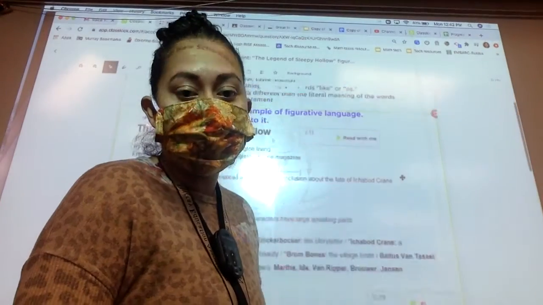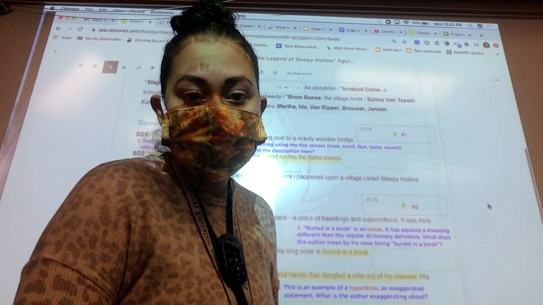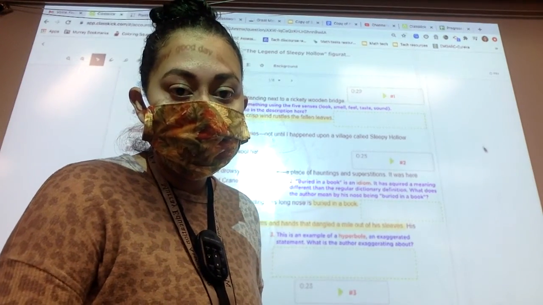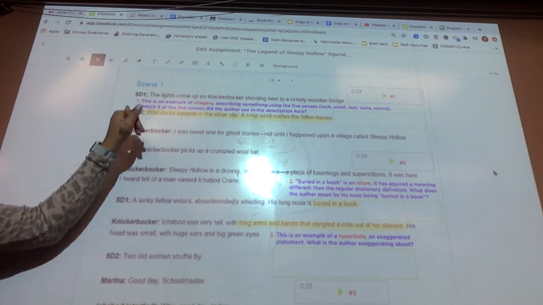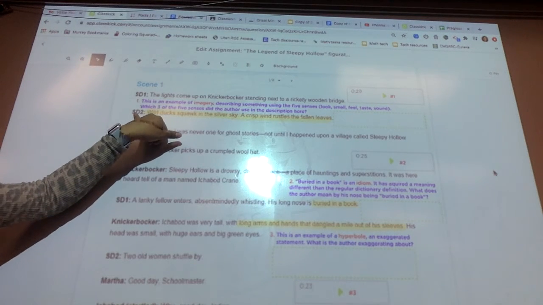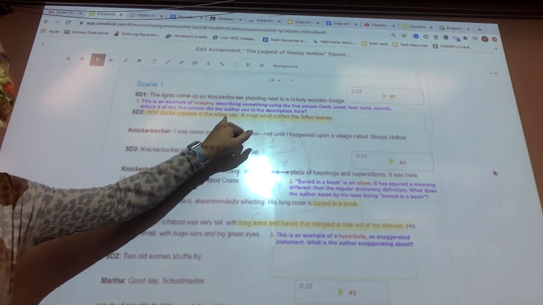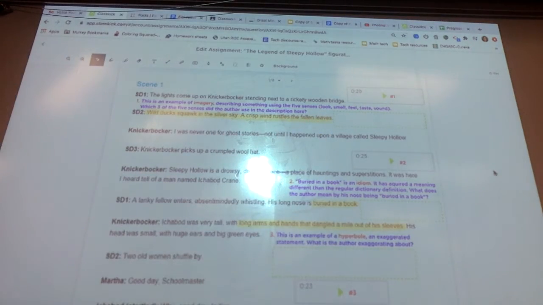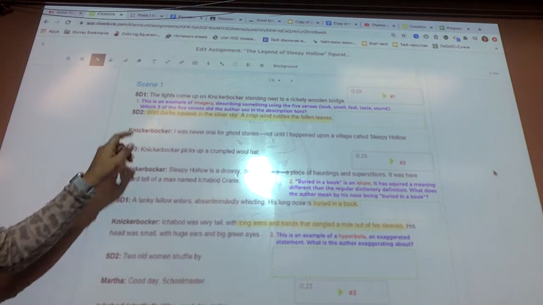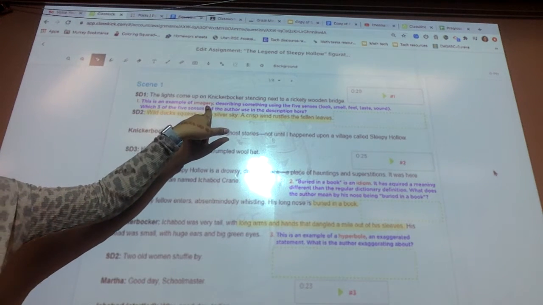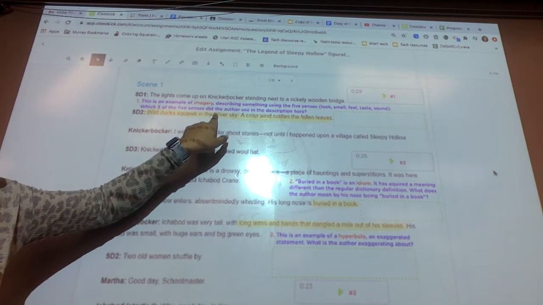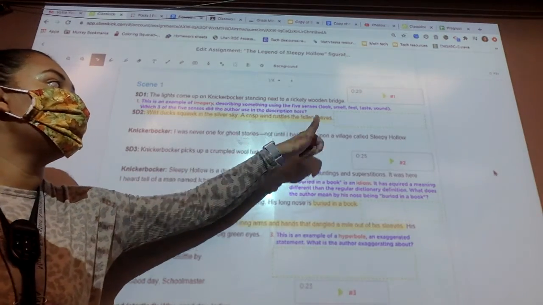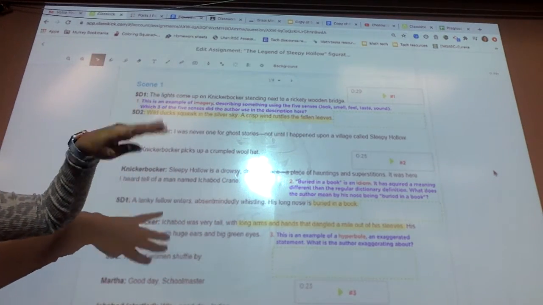So now let's scroll down and find the first highlighted spot. Scene 1. You found it? Okay, so scene 1, SD2. Wild ducks squawk in the silver sky. A crisp wind rustles the fallen leaves. So number 1, this is an example of imagery. It helps you get a picture in your head of what the scene looks like. Describing something using the 5 senses: look, smell, feel, taste, or sound.